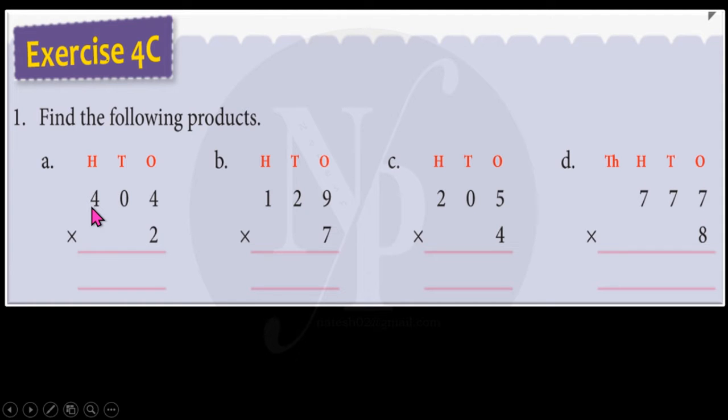A. 404 into 2. So we have to find the product of 404 and 2 here. So as I said, learning multiplication tables by heart is very important for finding products. So let us now calculate this. First we will multiply the digit at ones place, that is 4 by 2. So 2 4s are 8. We write 8 in ones place here.